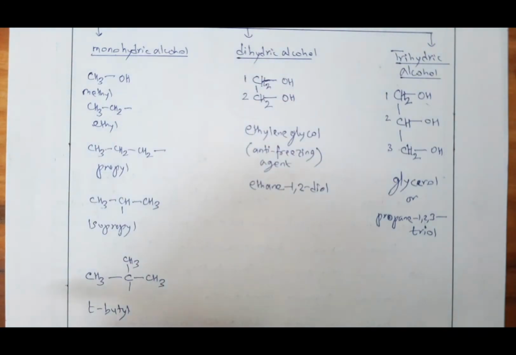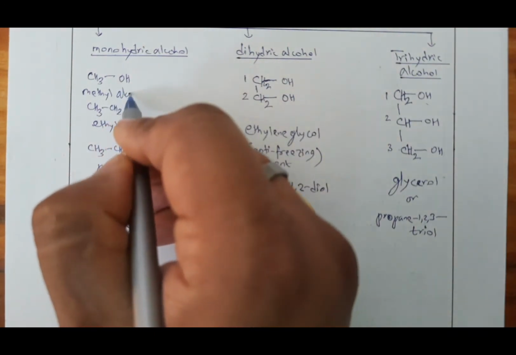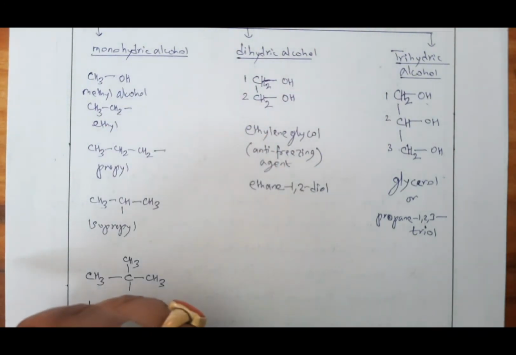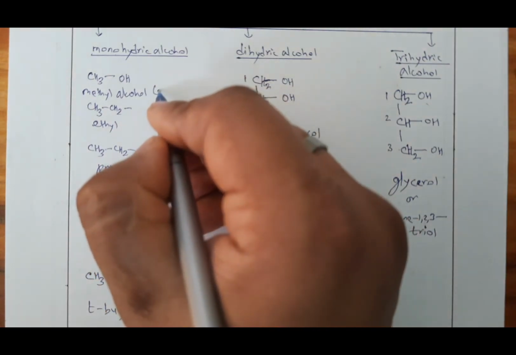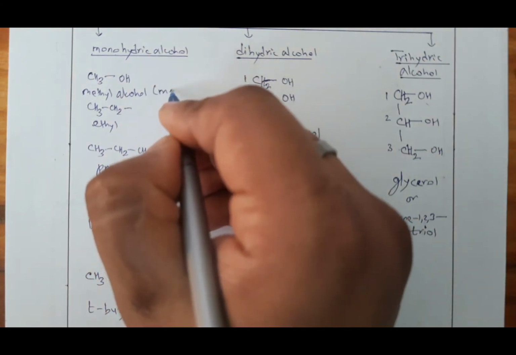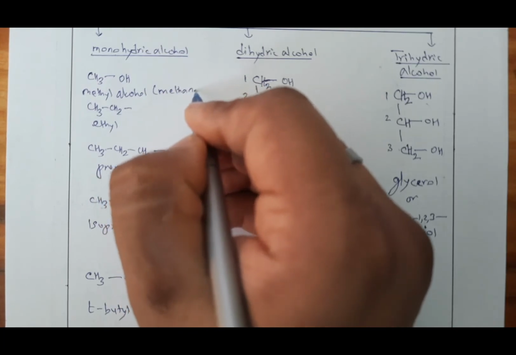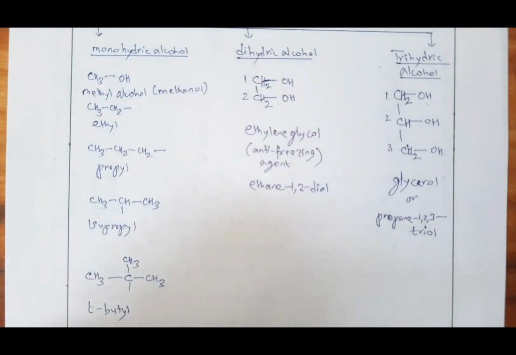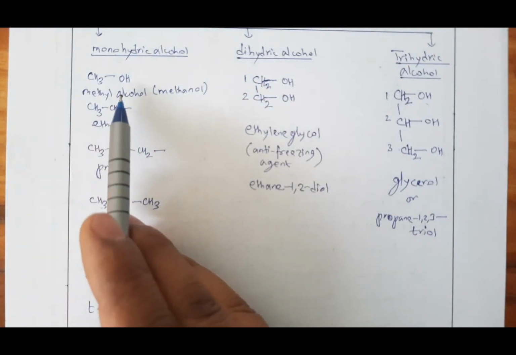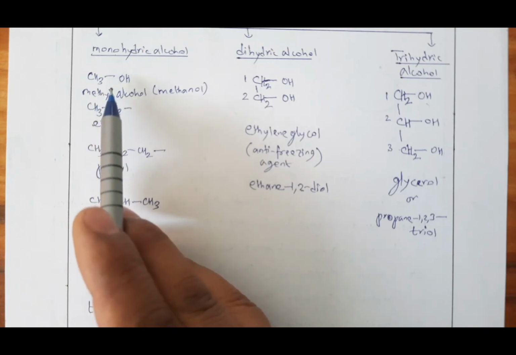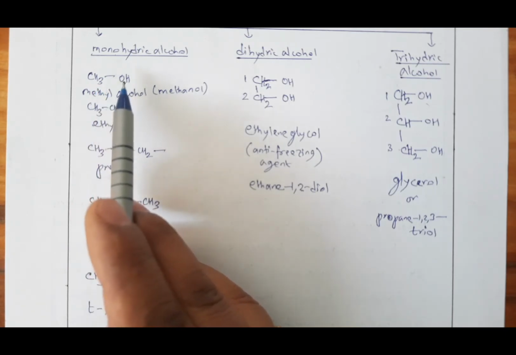So this becomes monohydric alcohol, and the name of this compound is methyl alcohol. In IUPAC name, we call it methanol, because there is 1 carbon, so we write methane, and for alcohol we write ol. So this is one example of monohydric alcohol having 1 OH, and it is called methyl alcohol. Common name, IUPAC name: 1 carbon methane, alcohol ol.